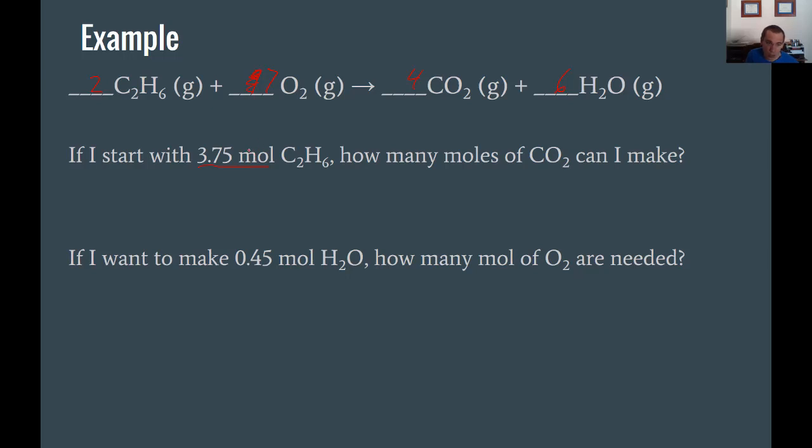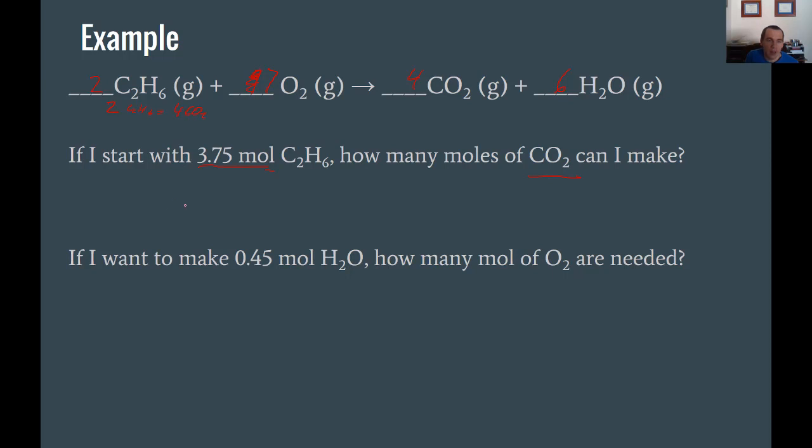So if I look at this question, it says I start with 3.75 moles of C2H6. How many moles of CO2 can I make? Well, I know that 2 moles of C2H6 will get me, if you like, 4 moles of CO2.